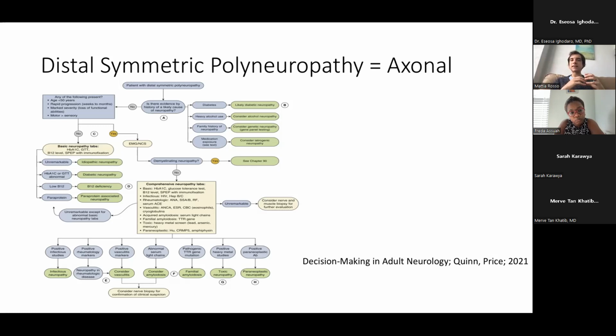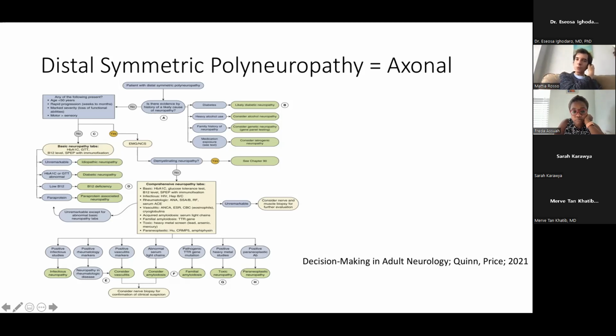It's not that these are common either, but it's important to recognize them. So what we're looking for in these labs is anything that is either common or easily reversible or would portend a very poor prognosis. And so we have these here. Now, any red flag should then be assessed with the EMG nerve conduction study.